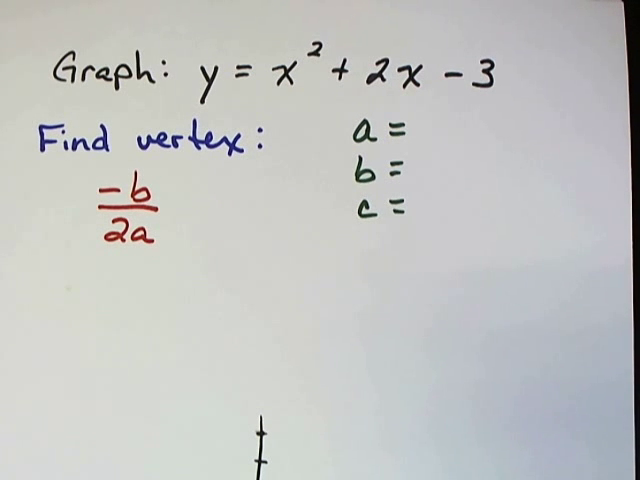Say I have the equation y equals x squared plus 2x minus 3. The first thing we need to do is find the vertex. We find the x-coordinate of the vertex by the opposite of b over 2a. Now, whenever I'm dealing with a quadratic, I always take time to stop and say, wait a second, what are my a, b, and c values? Because oftentimes I need to know what each of those are.